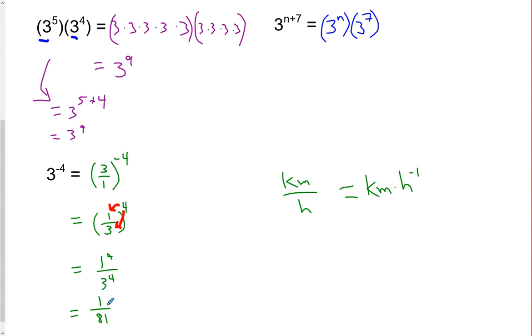And your calculator can actually do this. If you type into your calculator 3 to the exponent, and be careful, you might need to use brackets, to the exponent negative 4, you should get a big long decimal. And if you go 1 divided by 81, you'll notice you get the exact same decimal. So a negative exponent just means you can flip the thing and change the exponent to a positive.